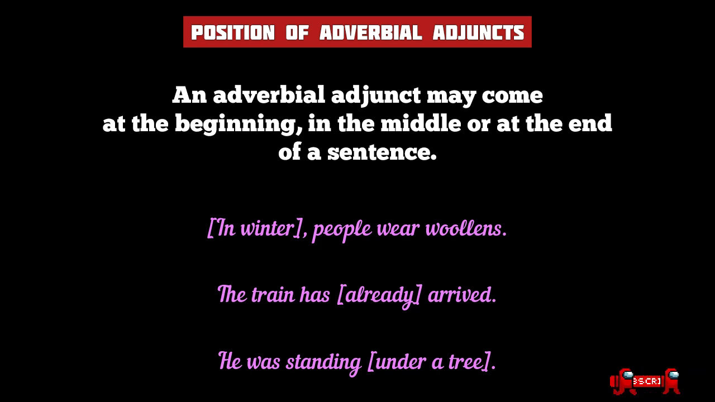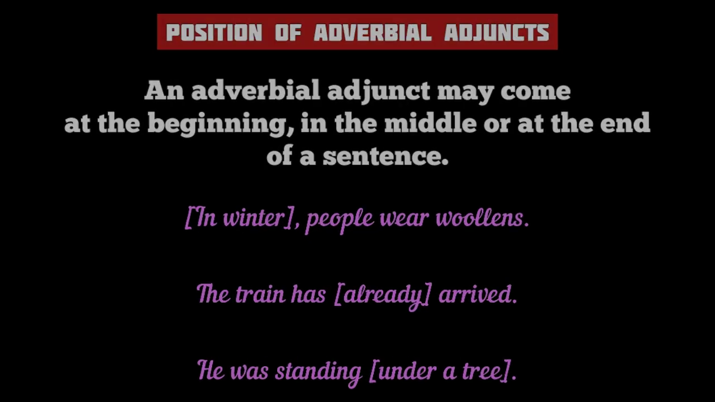In the sentence, the train has already arrived, already is an adverbial adjunct to the verb arrived. In this case, the adjunct has come in the middle of the sentence before the verb it modifies. The last example, he was standing under a tree. The prepositional phrase under a tree is modifying the verb standing. It acts as an adverb of place here. So it's an adverbial adjunct occurring at the end of the sentence.